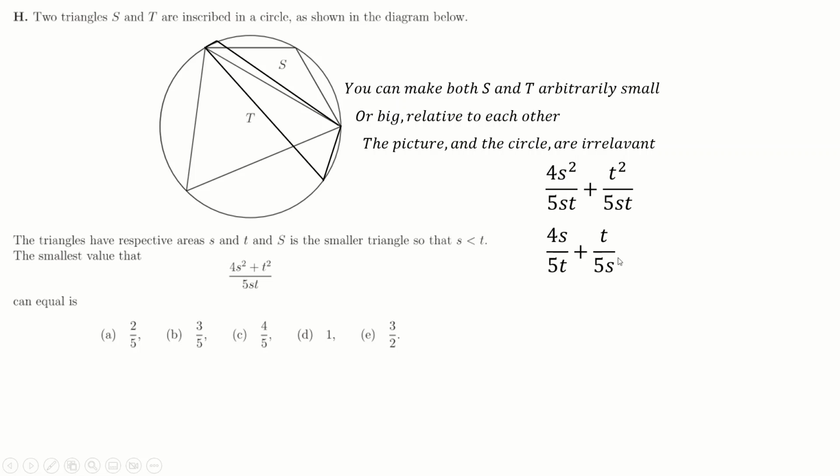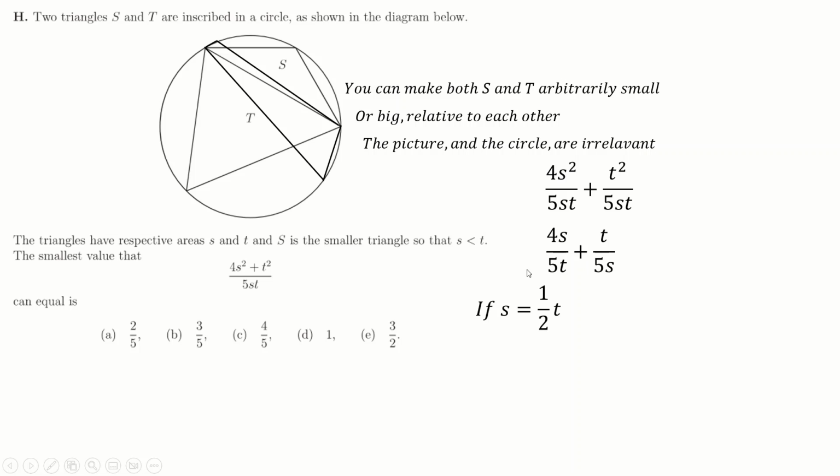So what I decided to say was, well, if s is equal to t, and I know it can't be, but if s was equal to t, you would just cancel this, and you get 4/5 plus a fifth, which is 1. Okay, so I know the minimum isn't this, probably, even though I know s can't be equal to t, but I can very easily get 1 out of this. Can I get something smaller?